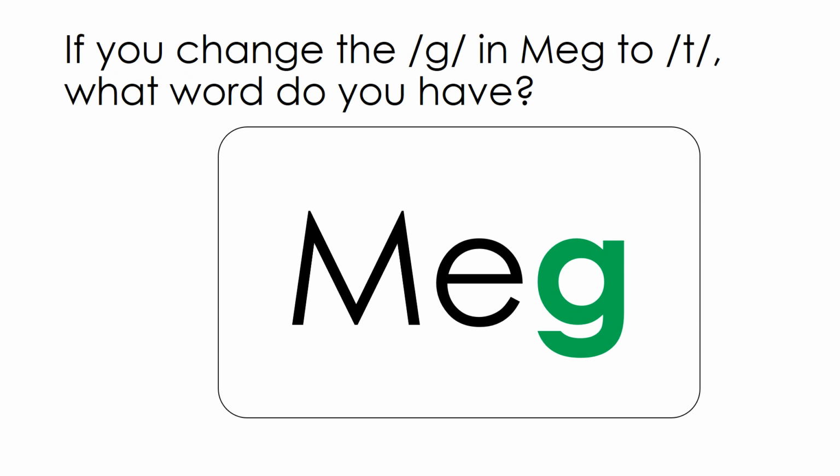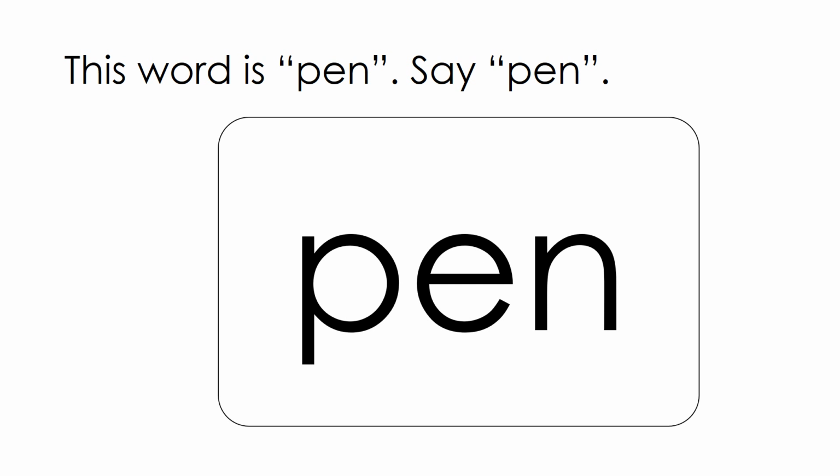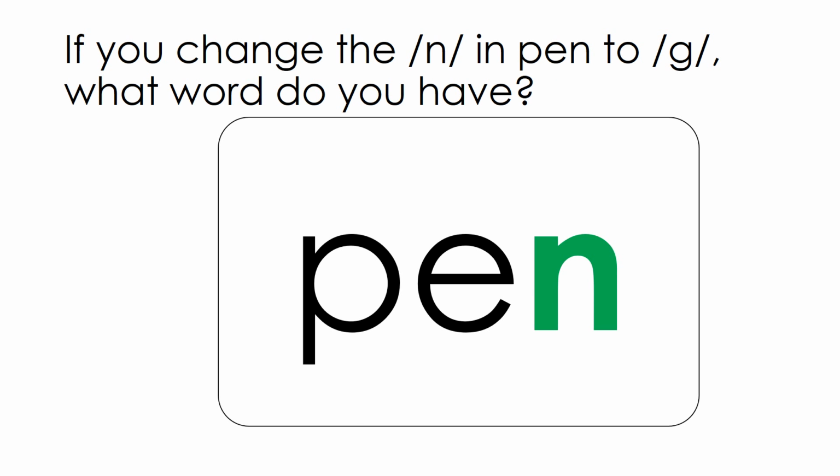If you change the G in Meg to T, what word do you have? Met. This word is pen. Say pen. If you change the N in pen to G, what word do you have? Peg.